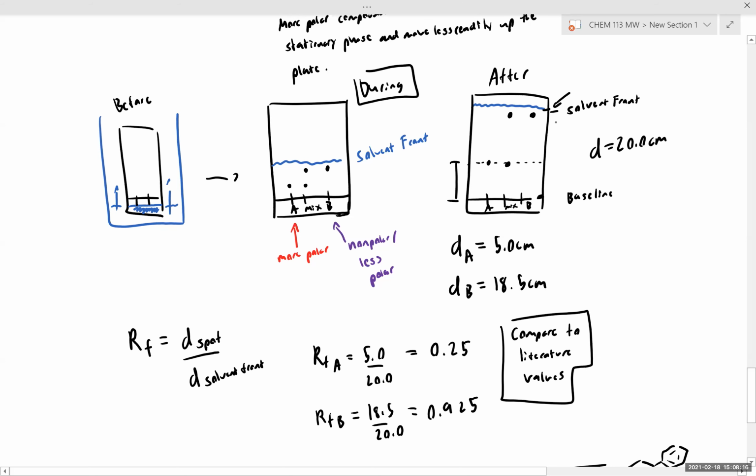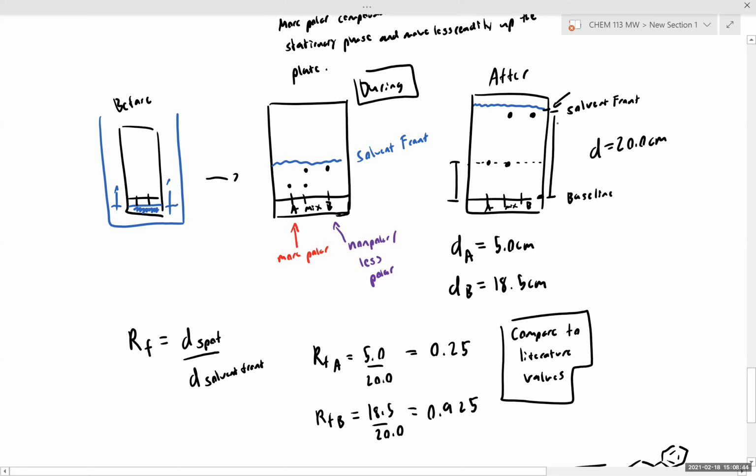The first thing we're going to measure is the distance from the baseline to the solvent front. How far does the solvent move? We're going to write that number down. Next, we're going to measure the distance from our baseline to our spot. So the RF is the distance of our spot over the distance of our solvent front. Suppose distance A was 5 centimeters and distance B was 18.5.